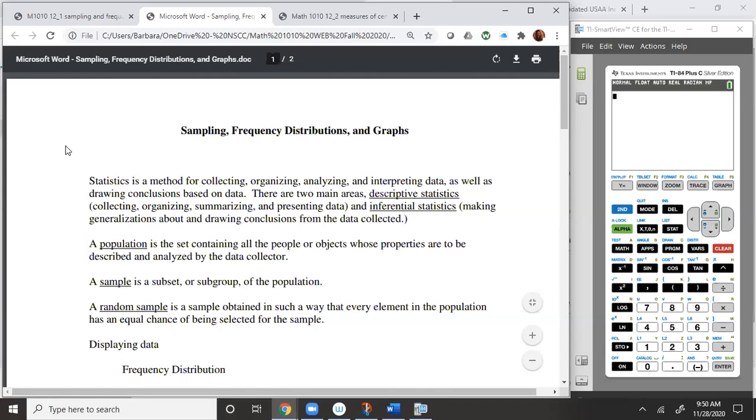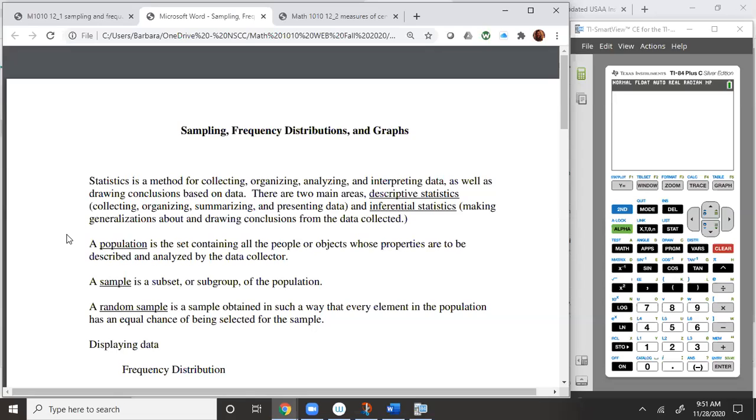Statistics is a method for collecting, organizing, analyzing, and interpreting data, as well as drawing conclusions based on data. There are two main areas: descriptive statistics, which is collecting, organizing, summarizing, and presenting data, and inferential statistics, which is making generalizations about and drawing conclusions from the data collected.